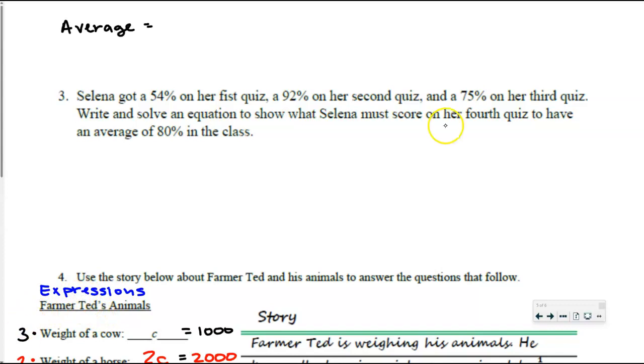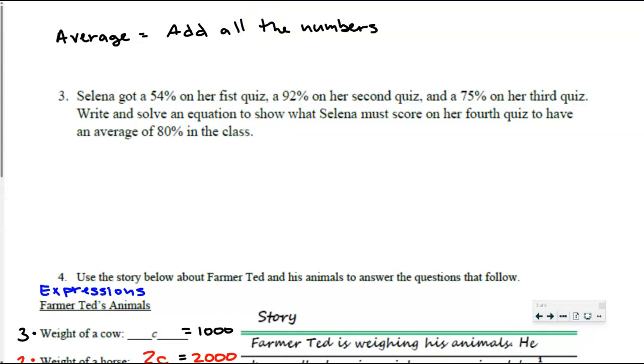Ready, set, go. How do I find an average? Ike. Yes. First, you add all the numbers. Then, you divide by how many numbers you just added together.